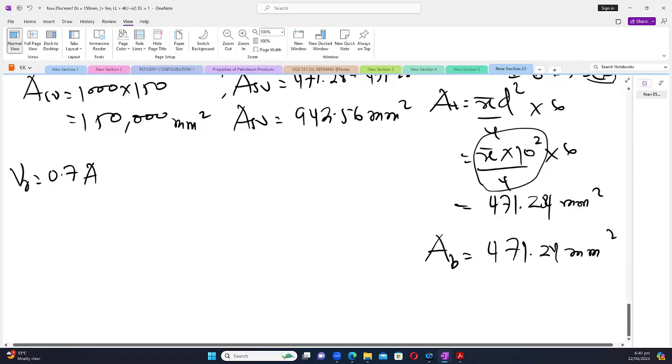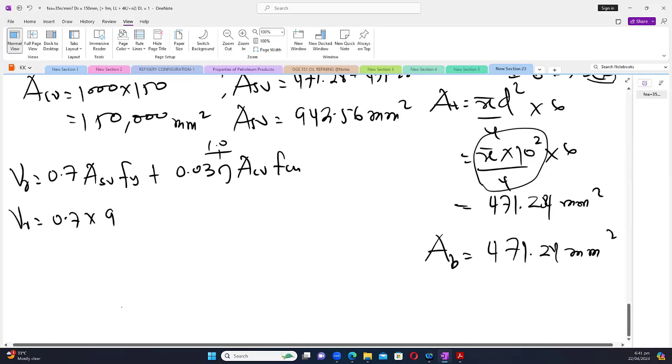0.7 ASV FY. Yes. This is the capacity: 0.7 ASV FY plus 0.03 ACV FCU. And this is one, because I didn't say anything about lightweight concrete. So the VR will be 0.7.